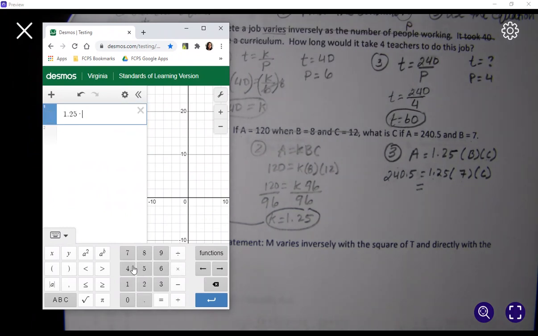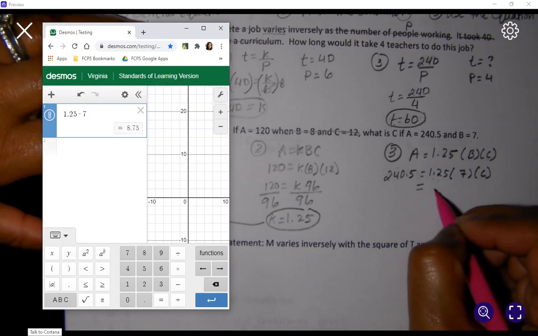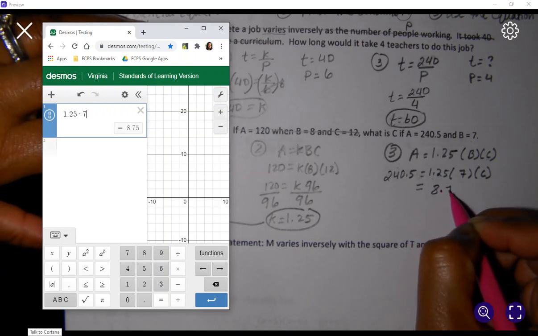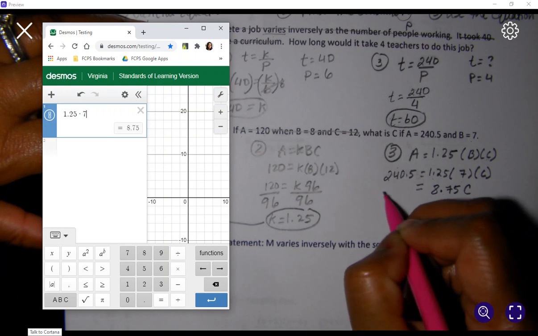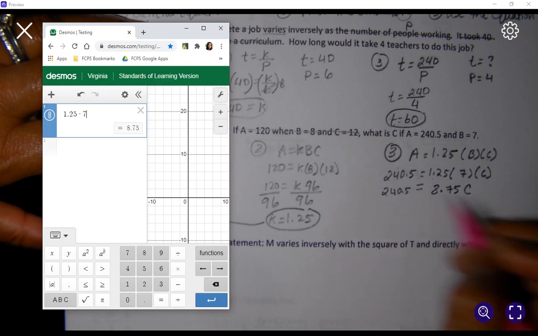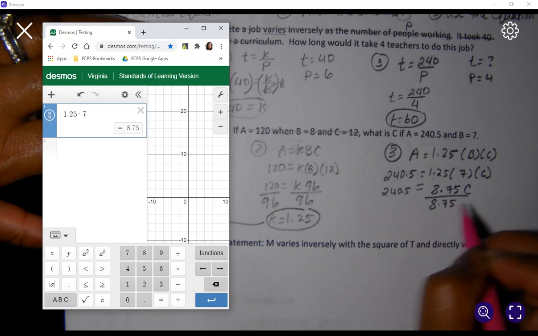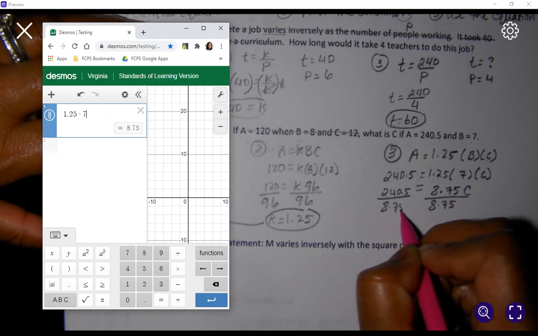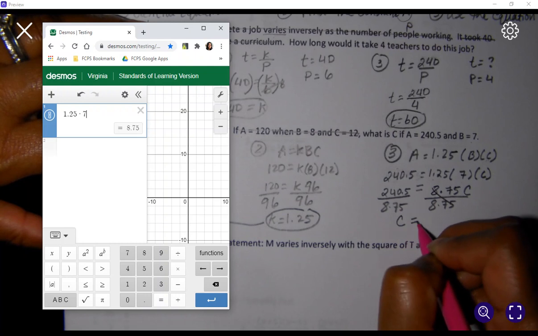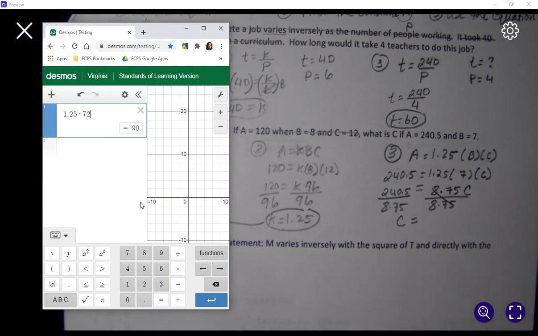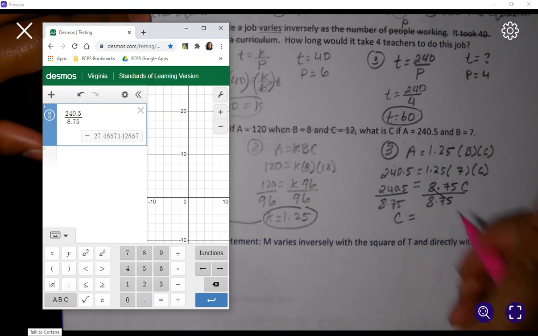1.25 times 7 is equal to 8.75. And then you have your C. And then we need to solve for C, so we're going to just divide both sides by 8.75. So you have C equals 240.5 divided by 8.75. And you get this answer, and we can go ahead and round it.